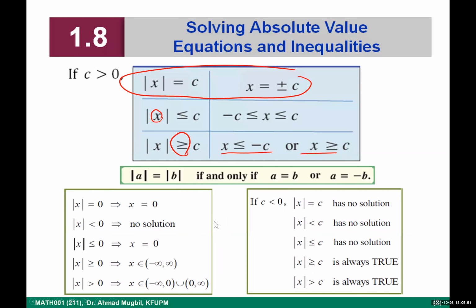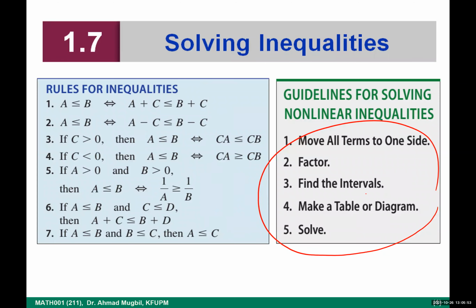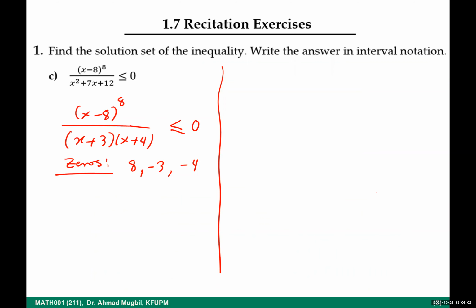Let's go back to the guidelines. What is that? Find the intervals. To find the intervals, we need to find the zeros. We did find the zeros, so now we will go find the intervals. So we will go to the number line, the real numbers line or the real line. Here it is. This is negative infinity. This is infinity.